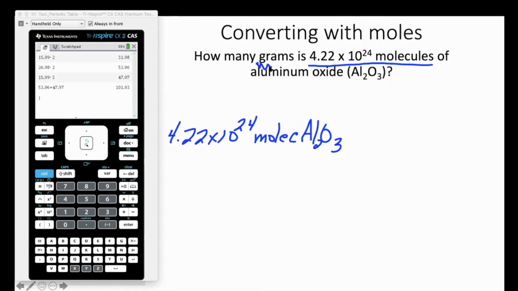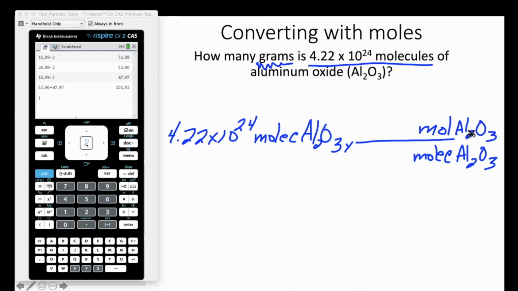We're trying to figure out how many grams that is. So I need a conversion factor right here, and I'm going to put molecules of I got to be careful. Let me undo here because I wrote mole. This is molecule of Al2O3. And I can turn molecules into moles. I can't turn it directly into grams. That's the reason we have moles. So moles of Al2O3. Now let's think about this, because we just did some work on these on the last slide. We found out that 1 mole is how many molecules.